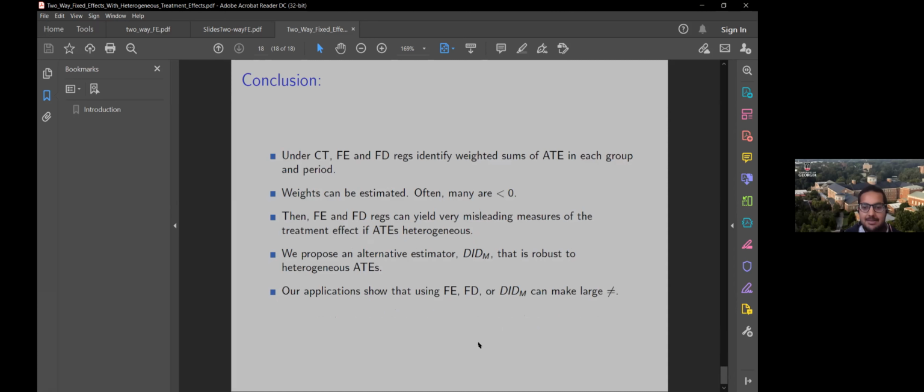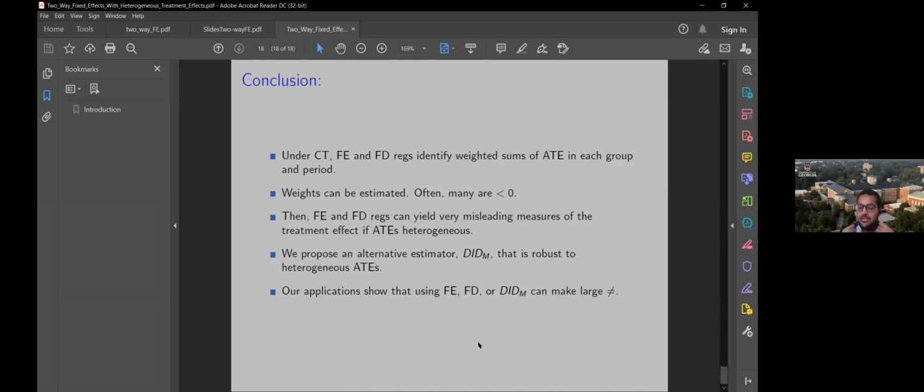Let me try to just conclude with a little bit: if you have the common trends assumption, fixed effects and first difference regressions identify a weighted sum of the average treatment effect. But these weights, as we've seen, can be estimated, and they're often negative. And when you have these negative weights, your beta FE or beta FD might not be the true average treatment effect on the treated, even though your individual effects, as I showed in that simple example, were positive, but your beta fixed effects might not be positive.